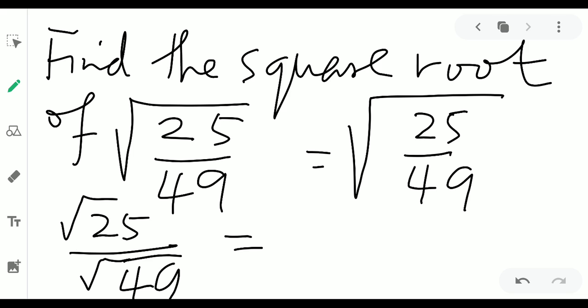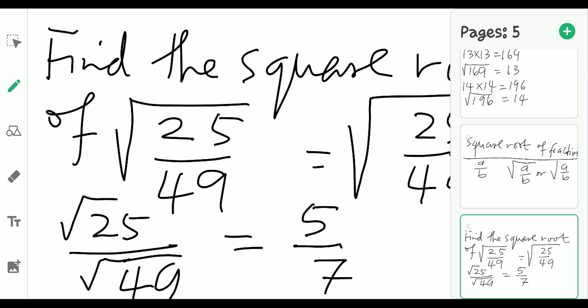So what is the square root of 25? I think you know that is going to be 5 over, what is the square root of 49? And that is 7. So the square root of 25 over 49 is 5 over 7. Then you are done. As simple as that. Let's take some more examples.